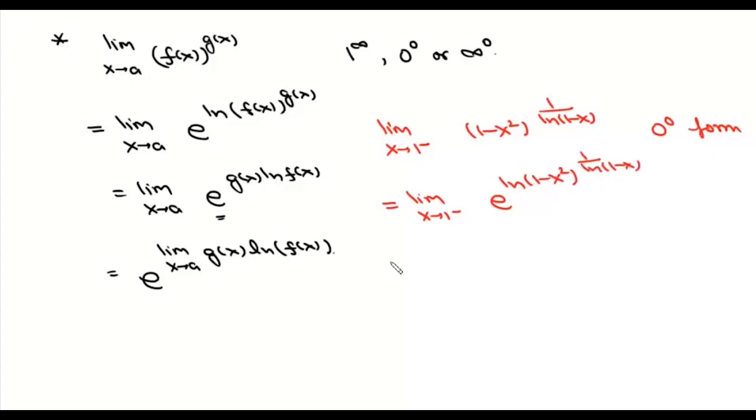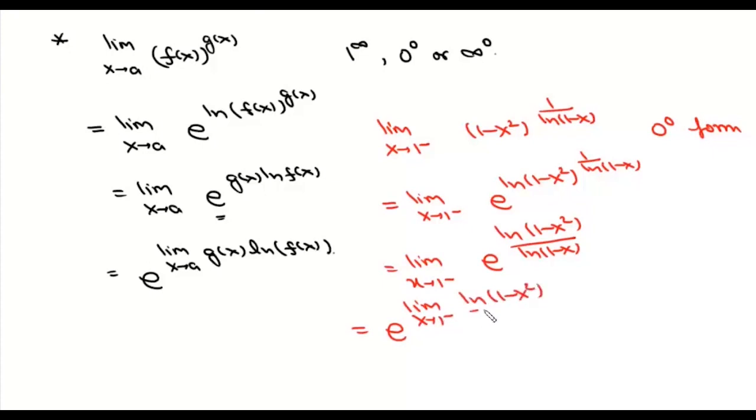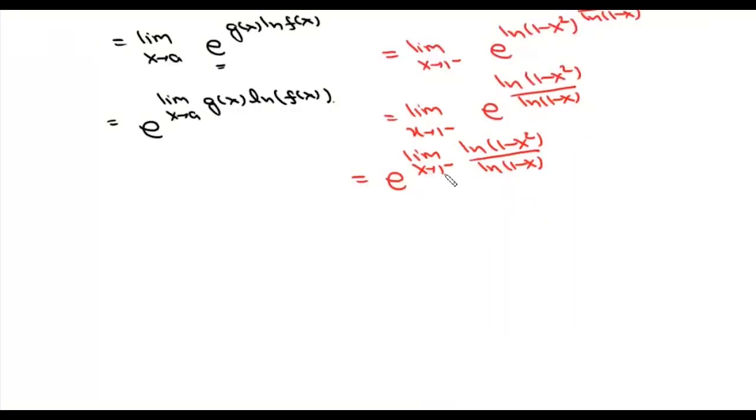Now we can take this power out, so it will be limit x tends to 1 negative e to the power log(1 minus x squared) upon log(1 minus x). Now since this exponential function is continuous, we can take this limit to the power of e, so it will be e to the power limit x tends to 1 negative log(1 minus x squared) upon log(1 minus x). Now we put x as 1, this is log 0, minus infinite, and here also it is log 0, minus infinite, so it is infinity upon infinity form, for which we can use L'Hopital's rule.